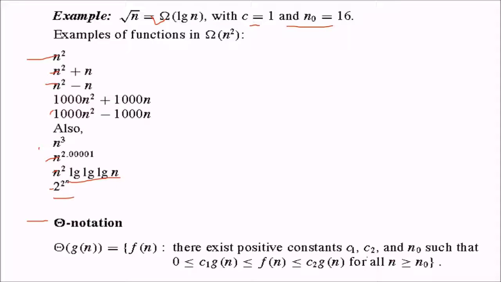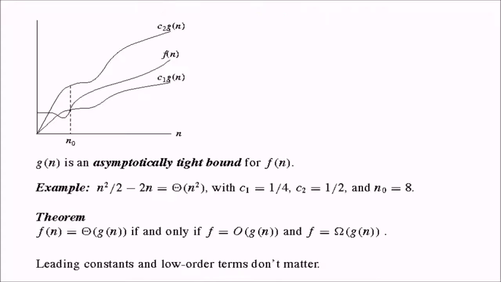There have to be some two constants, c1 and c2, and of course you know about n0 now. But in this case, f(n) lies between c1 g(n) and c2 g(n). g(n) remains the same in both cases. So now this function f(n) has a tight bound, meaning it has an upper bound also, and it is bounded in the lower section by c1 g(n). So this f(n) is asymptotically tightly bounded by c1 g(n) and c2 g(n). We call it theta notation.